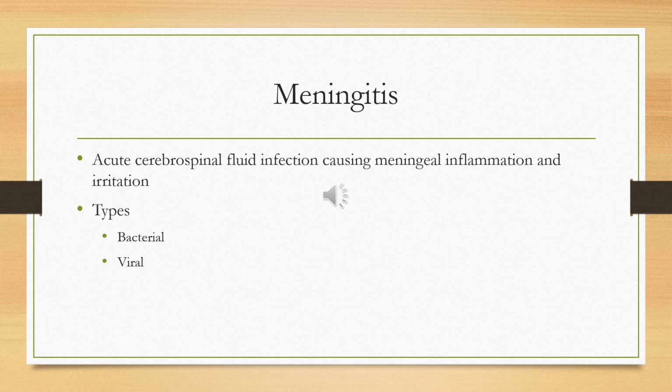Okay, in meningitis, infection causes inflammation of the brain and the spinal meninges. You recall the meninges, the protective area over the brain and spinal cord. That was the three meningeal membranes, the dura mater, the arachnoid, and the pia mater. And so you have an acute cerebrospinal fluid infection that causes inflammation of these meningeal membranes. You can have bacterial meningitis, or you can have viral meningitis.